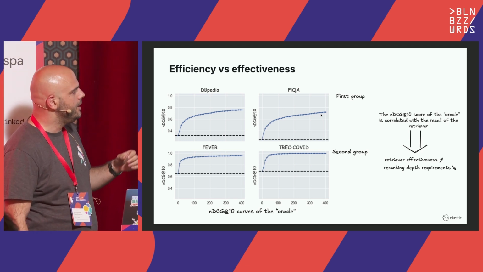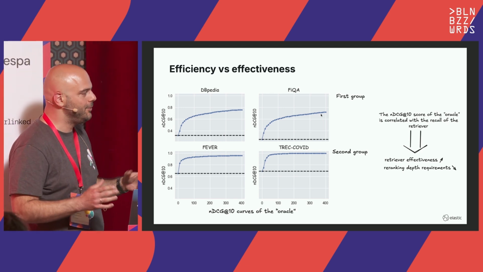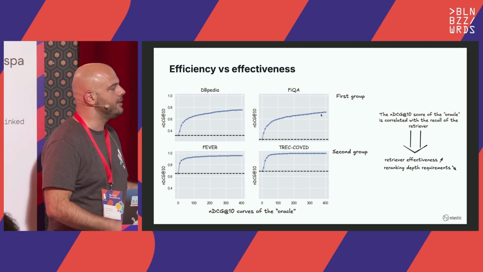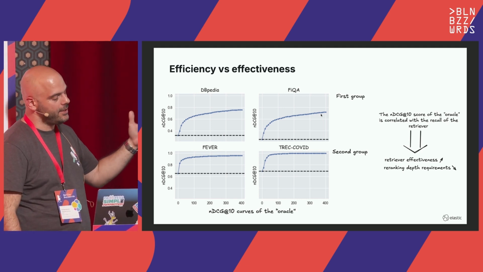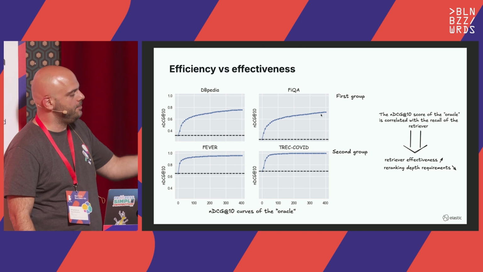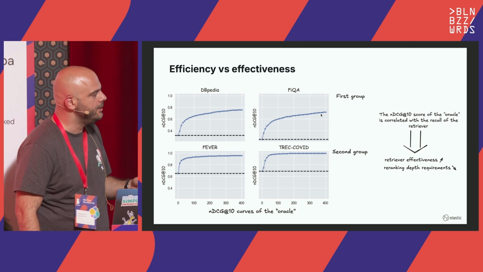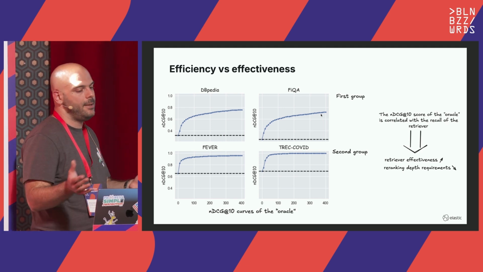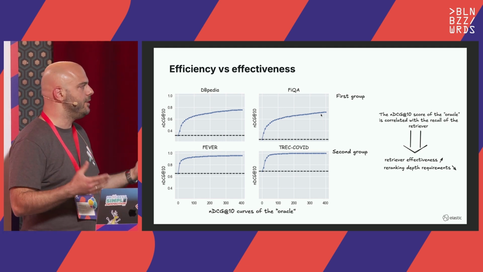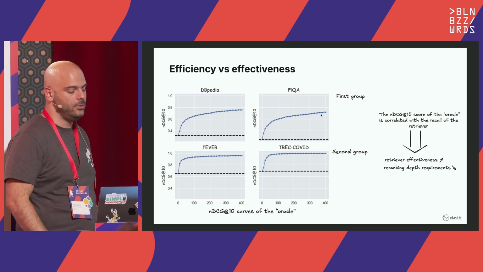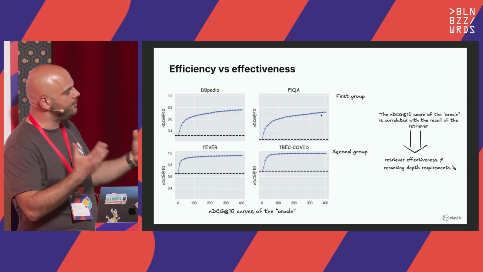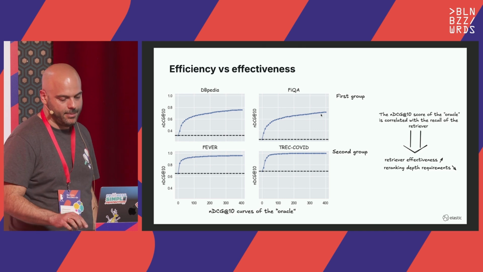So all that to state the kind of obvious fact that as the effectiveness of the retriever improves, the re-ranking depth requirements are lower, because at a smaller depth you will have any of the relevant documents anyway, so you don't need to re-rank more. It's kind of intuitive, but it's nice when theory and numbers agree.